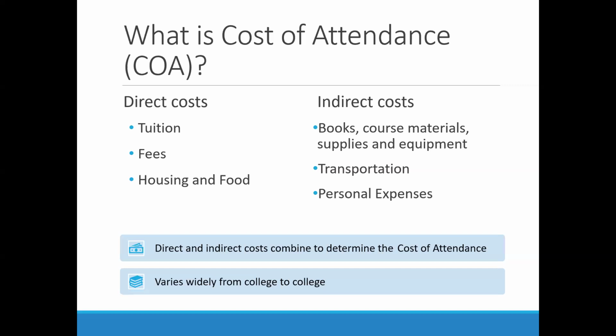The first component is the cost of attendance, or COA, and that includes direct costs and indirect costs. Direct costs are things like tuition, fees, or housing or food that could be found on your student bill. And indirect costs are other things that a student would need to attend school. So books, course materials, transportation, and personal expenses. Both of those direct and indirect costs combine to determine the cost of attendance. And this cost of attendance varies widely from college to college.